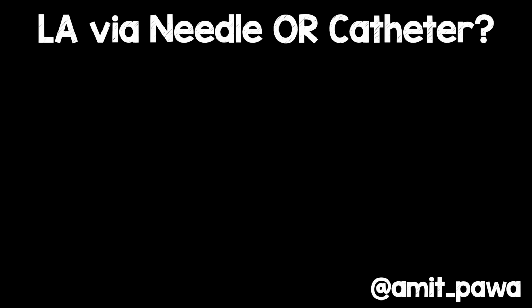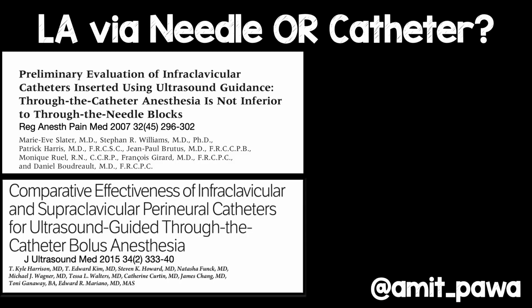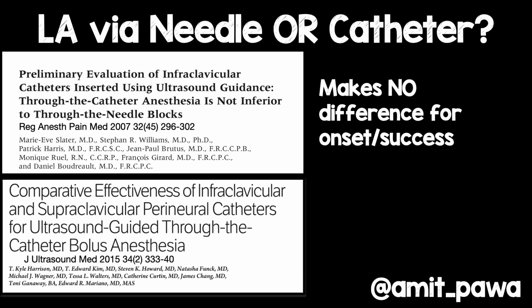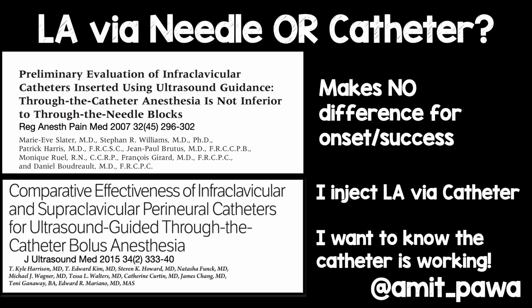The question is, should you inject your local anesthetic via the needle or via the catheter? There's a couple of studies that have looked at this. Many people say it makes no difference for onset or success. But personally, I like to inject local anesthetic via the catheter alone because I want to know that when the patient is comfortable post my procedure, they're comfortable because the catheter is in the right place, not because I performed a single shot block and opened up the space with local anesthetic and I've got no idea where my catheter tip is lying.